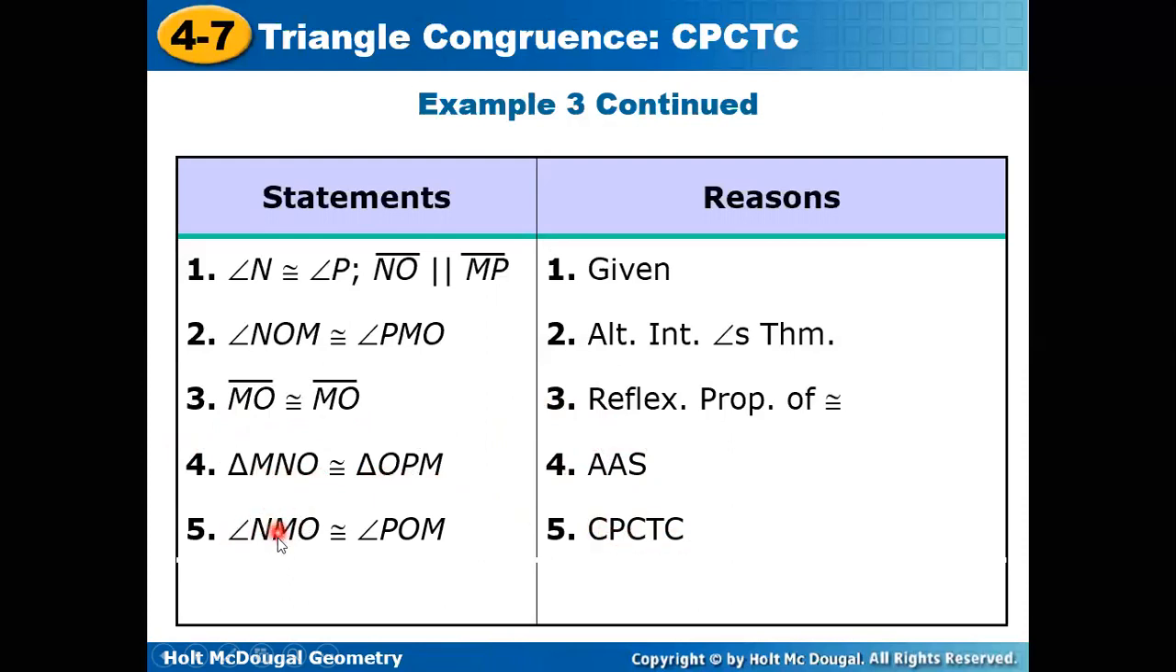So measure of angle NMO is congruent to measure of angle POM. Okay, and because this pair of angles is alternate interior angles, by the converse of the alternate interior angles theorem, the two lines must be parallel.